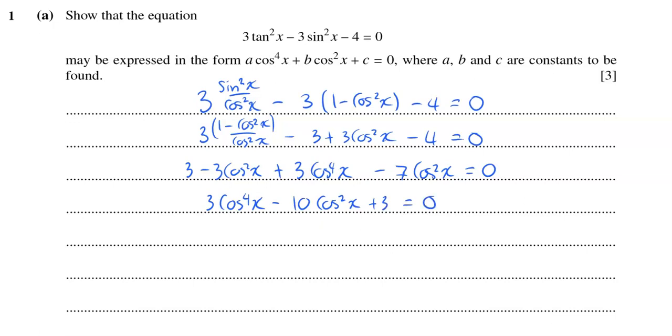So now we know what a, b, and c are. Maybe it's worth saying that a is 3 and b is negative 10 and c is 3. And we have finished part A.